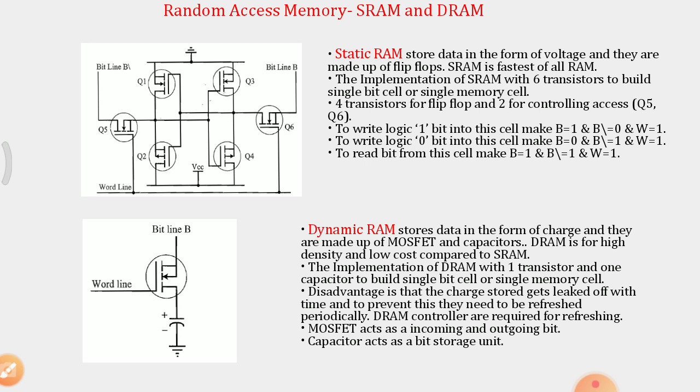So DRAM controllers are required for refreshing. DRAM controllers are other circuits which take care of these refreshing cycles. The MOSFET acts as the incoming and outgoing bit control, handling reading and writing, and the capacitor acts as a bit storage unit that is storing a charge.